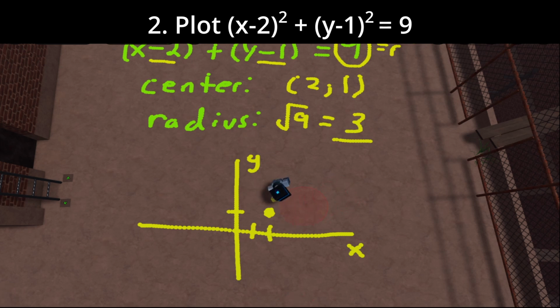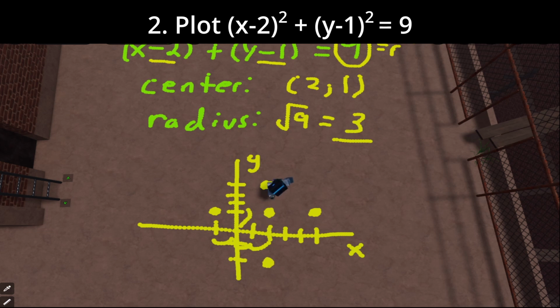So I can go 1, 2, 3, and that's another point. And then I can go 3 units upwards, so I'll go 1, 2, 3, here's a point. And then I can go 3 units to the left, so 1, 2, and then 3. That's another point. And I can go 3 units down, so 1, and then 2, and then 3. That's another point over there.